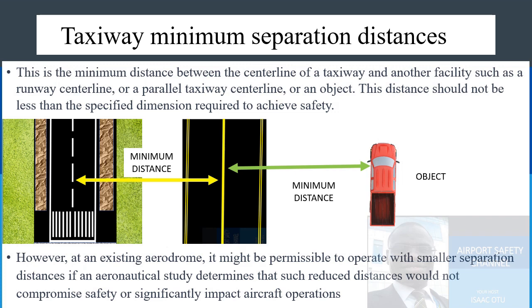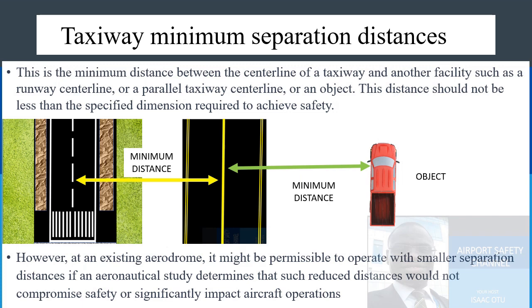Today's presentation is focused on taxiway minimum separation distances. Now, this is the minimum distance between the center line of a taxiway and another facility, such as a runway center line or a parallel taxiway center line or an object. These distances should not be less than the specified dimensions required to achieve operational safety.